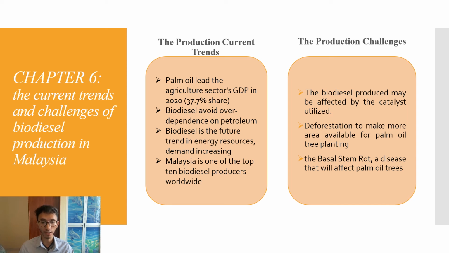And for the challenges of biodiesel production, number one is the catalyst affecting the end product of the biodiesel, which is caused by improper procedures during production. And second, in order to deliver the production demands, deforestation needs to be done to make more area available for palm oil tree plantation, and this could lead to CO2 emission, resulting in air pollution in Malaysia.